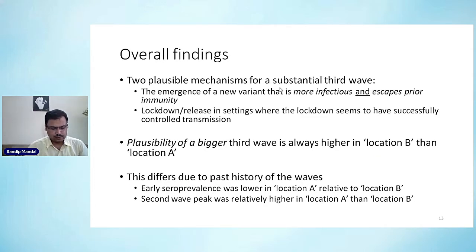So from this analysis, what are the findings now? What have we seen here? We have seen the possibilities of third waves, the reasons why a third wave would come, and, most importantly, that in location B, we always saw from these slides that location B produces a bigger third wave than location A. The reason is the past history of the waves. Early seroprevalence was lower in location A relative to location B, but the second wave peak was relatively higher in location A than location B. Next, please.